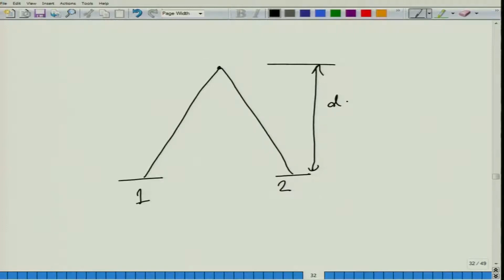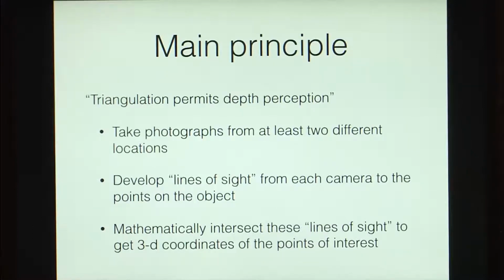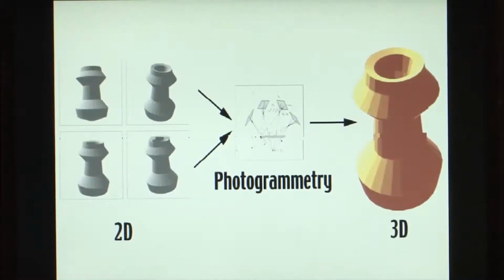So, now coming back to the slides, the main principle behind photogrammetry is that triangulation permits depth perception. So, we take photographs from at least two different locations for the same object, then we develop lines of sight from each camera to the points on the object, and then we mathematically intersect these lines of sight to get three-dimensional coordinates of the point of interest. To show it more graphically, so suppose you have an object in the shape of this bowl, so you can take its photographs from different locations, and then by using photogrammetry you can get a three-dimensional view of this object.